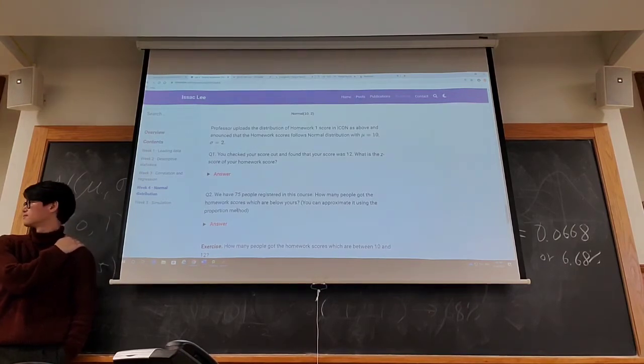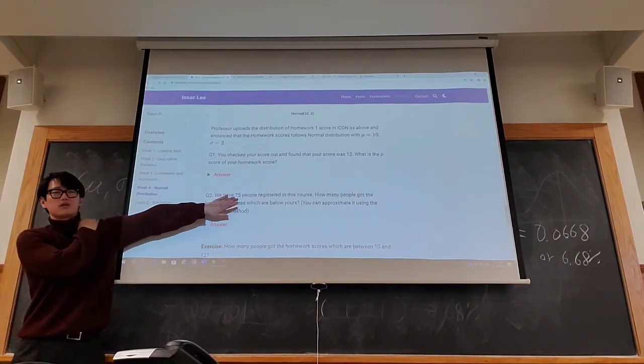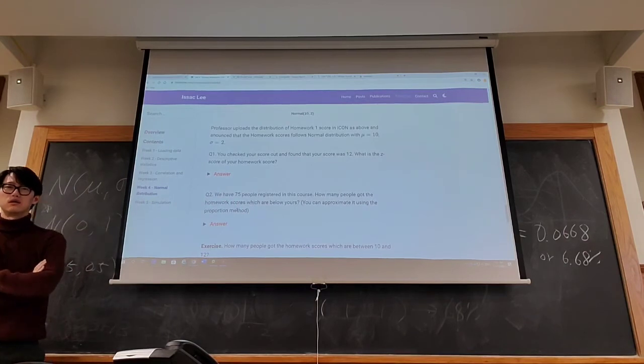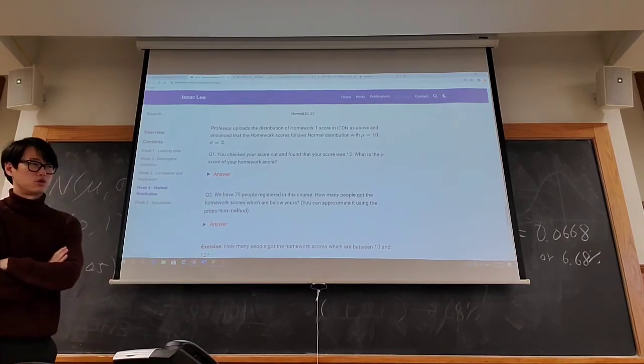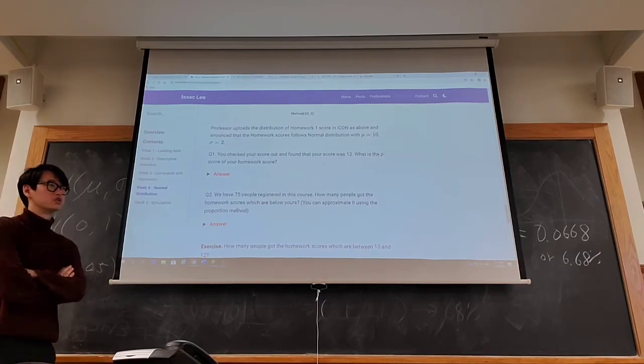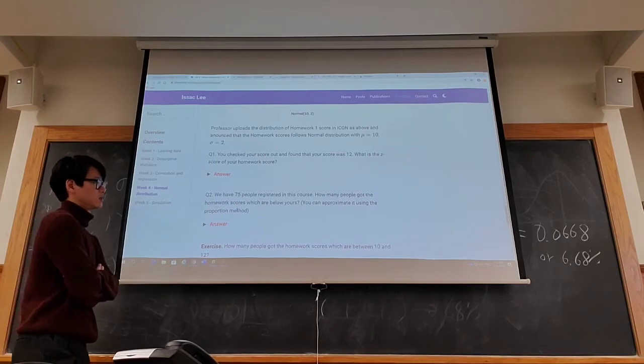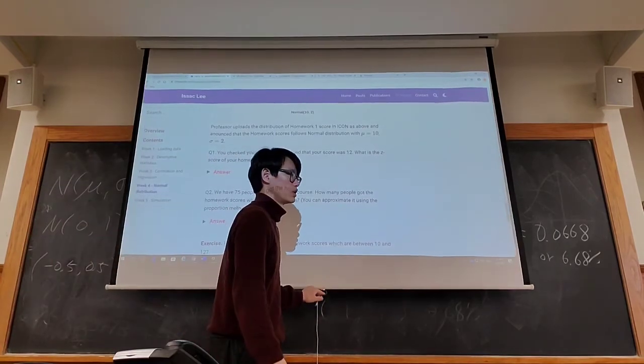You need to convert it using scores, and then you go to the table and get the percentage, and you know how many total kids there are. So to figure out the number of students who got a homework score lower than yours, first you need to figure out what percentage of the class got a homework score lower than yours. Okay.